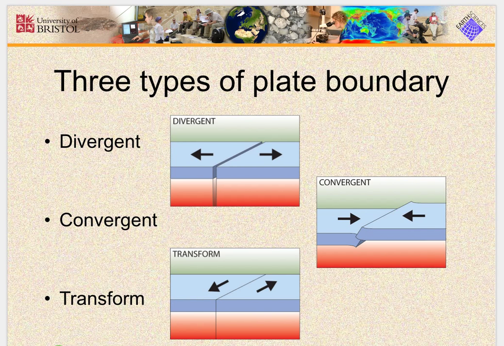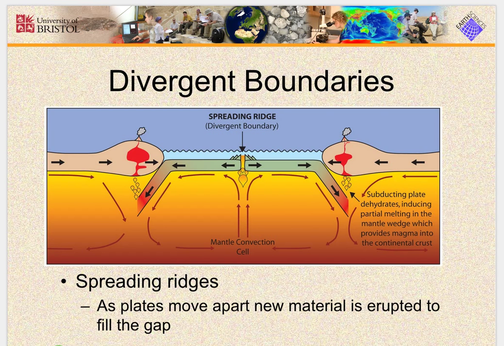We have three types of boundaries. There's the divergent, where the two plates are going to move away from each other. You have the convergent plates, where the two plates are going to bump into each other. And then you have the transform boundaries, where they're going to slide up against and next to each other. Let's look first at the divergent boundaries.